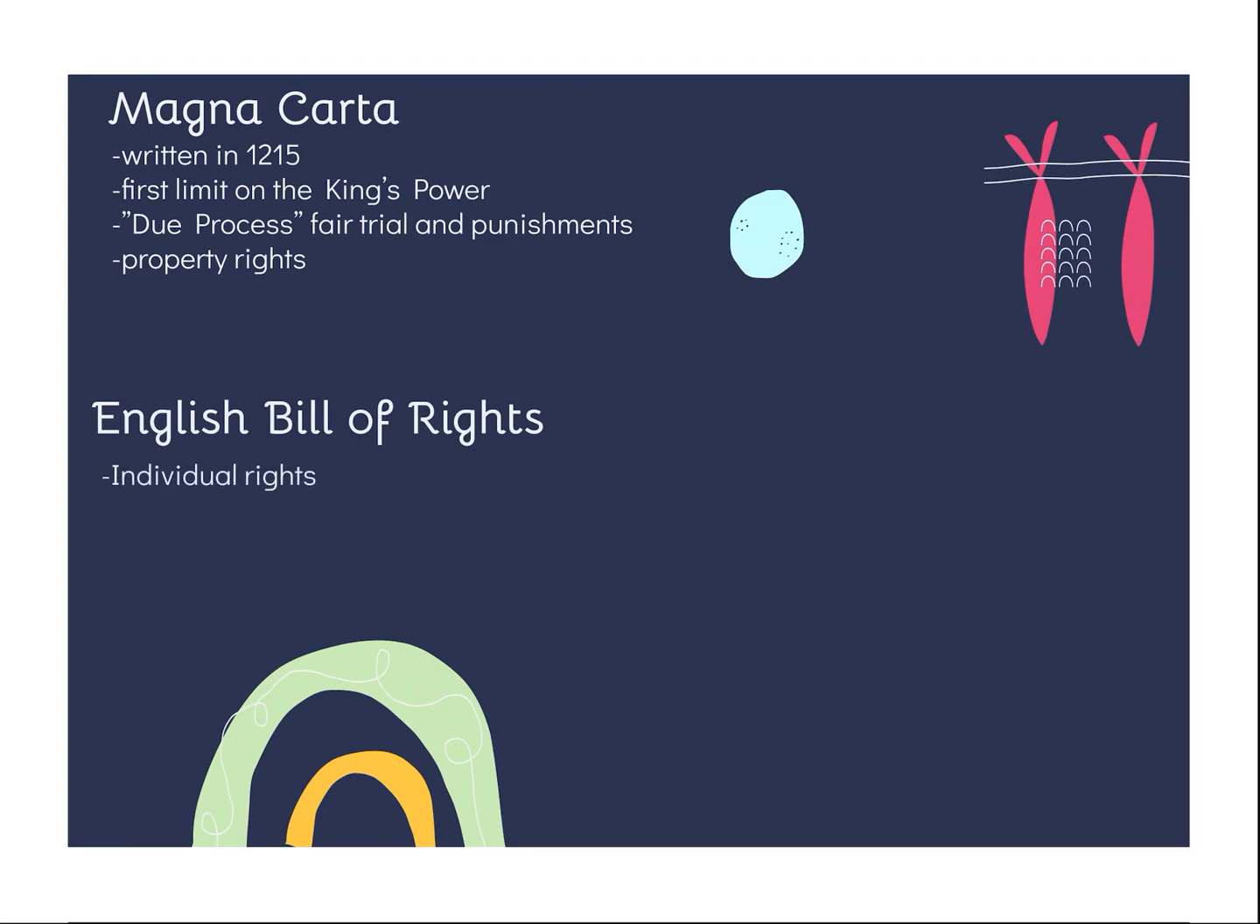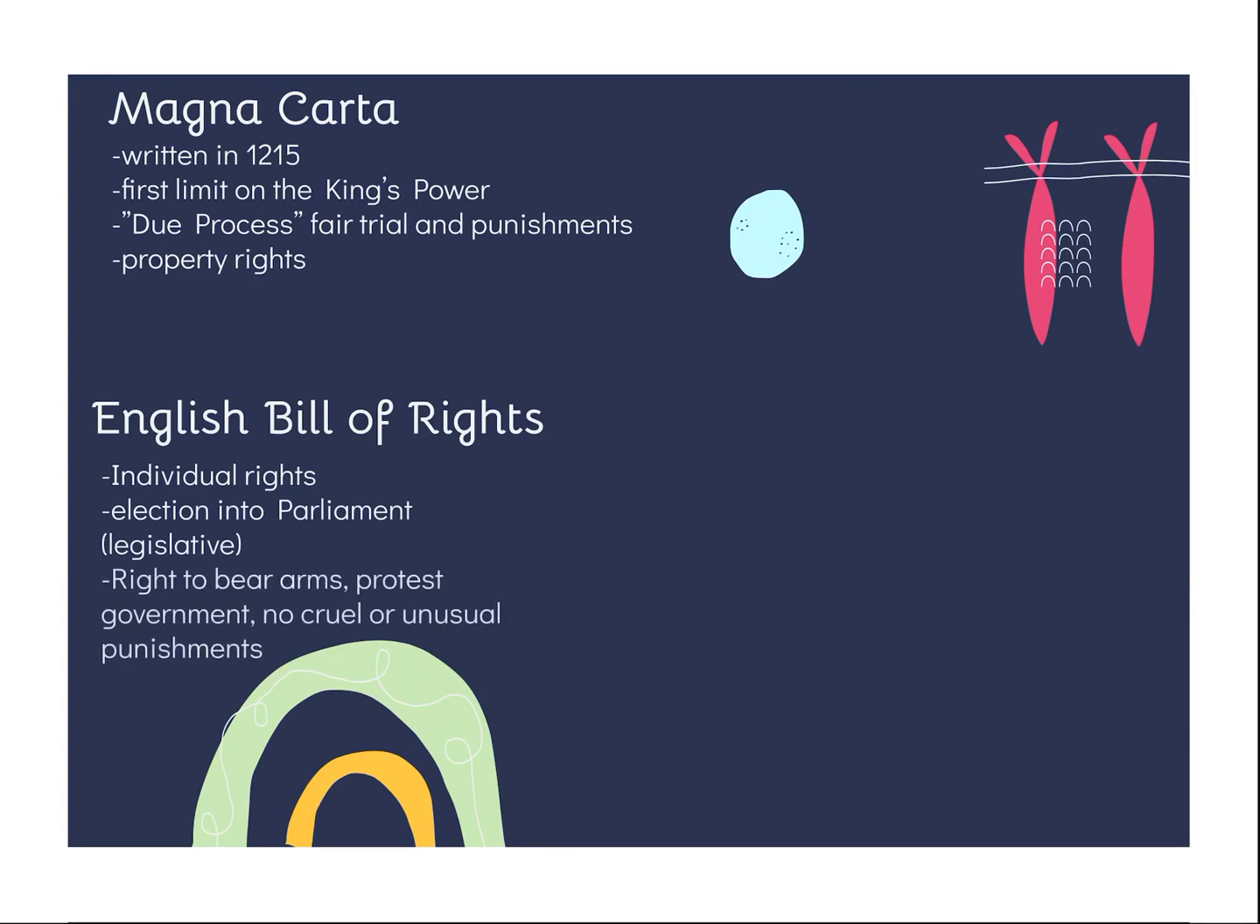The English Bill of Rights is really when individual rights start playing an impact into law. This is where they started a legislative branch, a parliament. This parliament had elected officials that voted on laws for the people. And they also included the right to bear arms, the right to protest their government, and no cruel and unusual punishments, which is a lot of what our Bill of Rights is today.